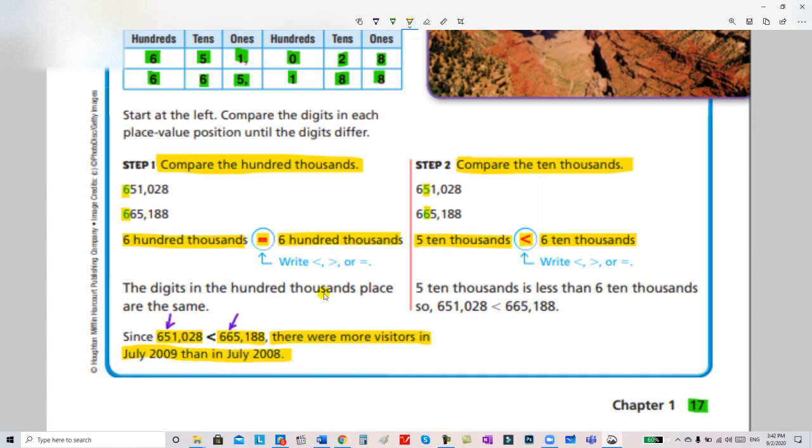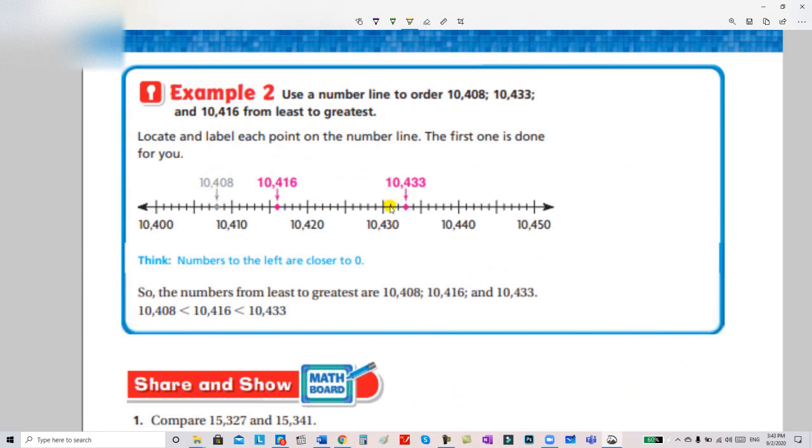Okay, let's move to the next page. Okay, let's skip this example. We are going to go back to it.